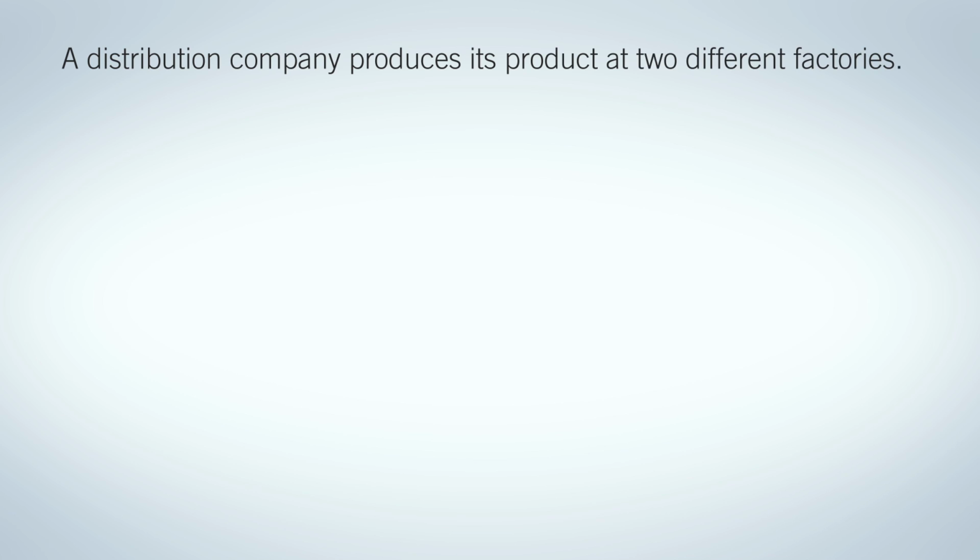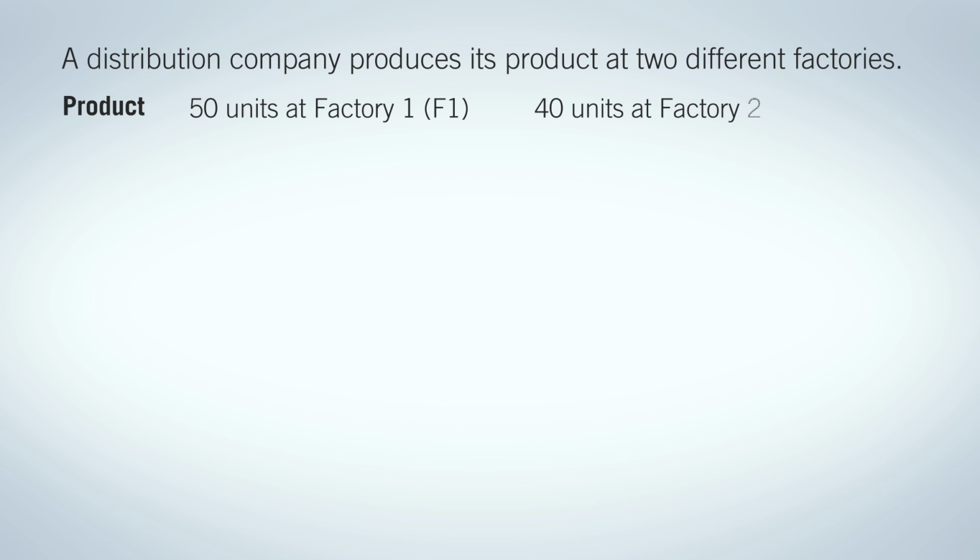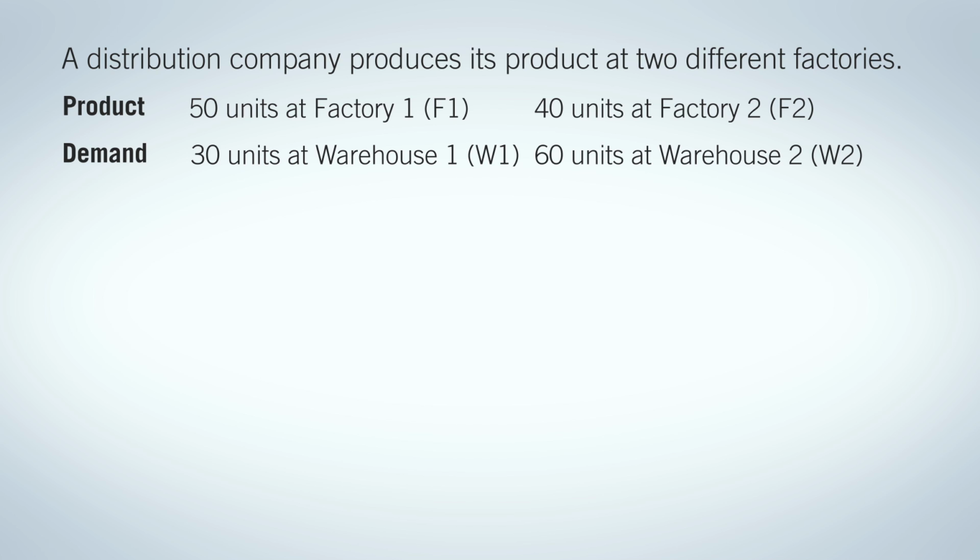And reading here, a distribution company produces its product at 2 different factories. First line, 50 units at F1 and 40 units at F2. So we have 2 places, factory 1 and factory 2, where we make things to meet a demand for its product at its 2 warehouses. So there's a demand of 30 units at W1 and 60 units at W2.